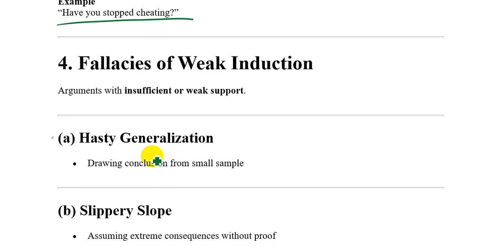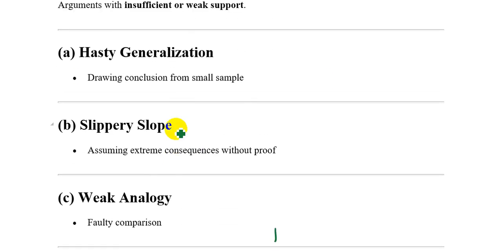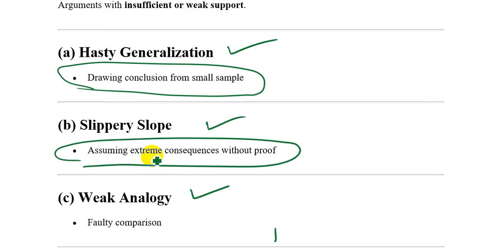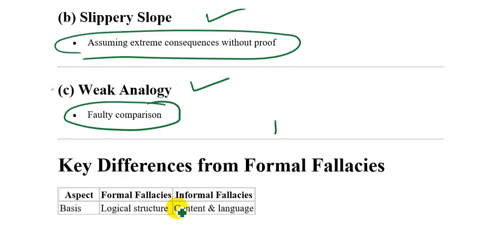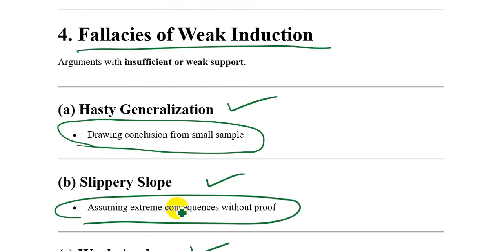And finally we have fallacies of defective induction or weak induction. In this we have three fallacies: hasty generalization, slippery slope, and weak analogy. Hasty generalization would be drawing a conclusion from small samples. Slippery slope is assuming extreme consequences without proof. And weak analogy is faulty comparison. We'll look at all the examples going forward. So we have three of them: weak analogy, slippery slope, and hasty generalization in weak induction. These are the arguments with insufficient or weak support.